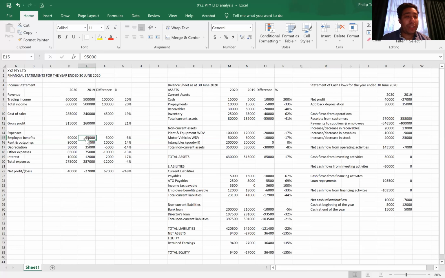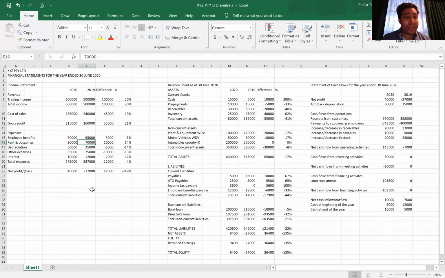We have employee benefits. So that's basically wages, super, annual leave, long service leave payouts, staff amenities, staff training, all these sort of things are classified as employee benefits. In 2019, it was $95,000, but in 2020, somehow it reduced to $90,000. So it reduced by $5,000 or by 5%.